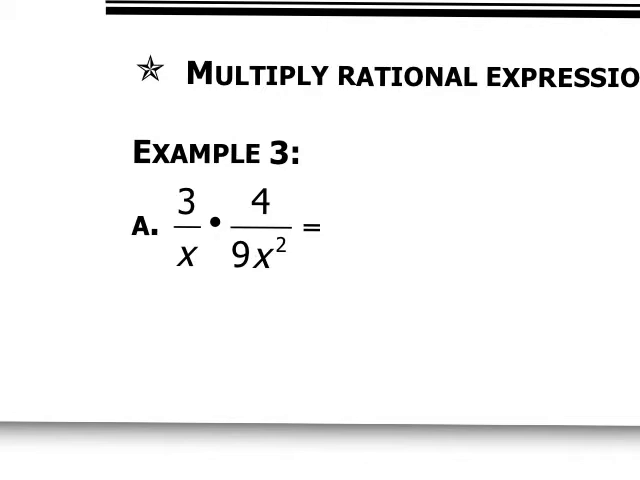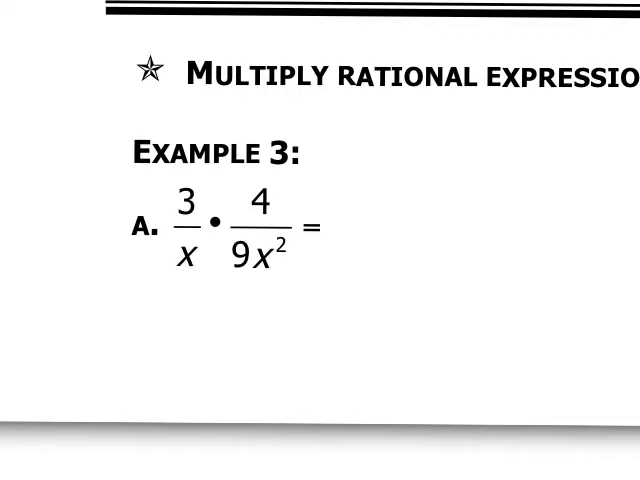Okay? So let's see here. We could go Caleb's route and cross-reduce, or we could just go ahead and multiply our pieces. Either way is fine. Which way do you guys prefer? Cross-reduce first before we multiply? Okay. So what do you see right now that I can reduce on top and bottom?